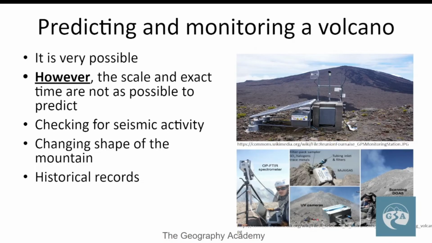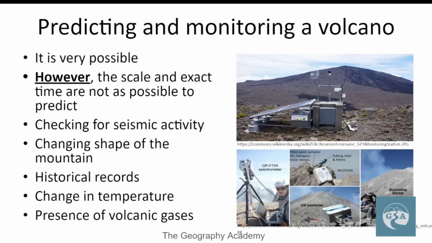We look at historical records, it can show us a pattern, but it also allows us to make hazard maps, which indicates to us where people are in the most danger and how we can react to that. Changes in temperature then, as it's getting a bit hotter, and volcanic gases are going to give away that there is motion and movement and changes happening in the volcano.